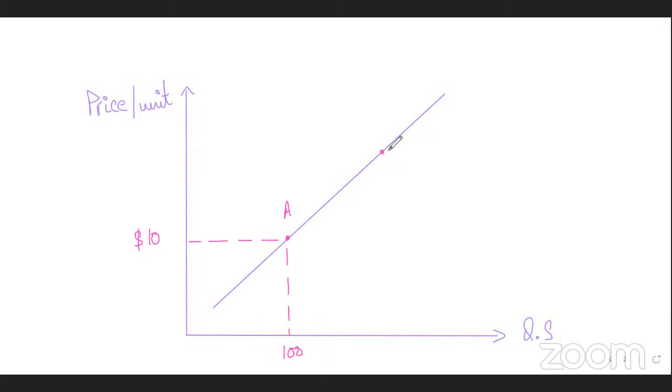Similarly, if I choose any other point on the supply curve, it will show us a different combination of price and supply, right? So you can see that B is higher than A, so obviously the price will be anything higher than $10, and corresponding to that higher price will be higher quantity supplied. Any confusion so far, students?